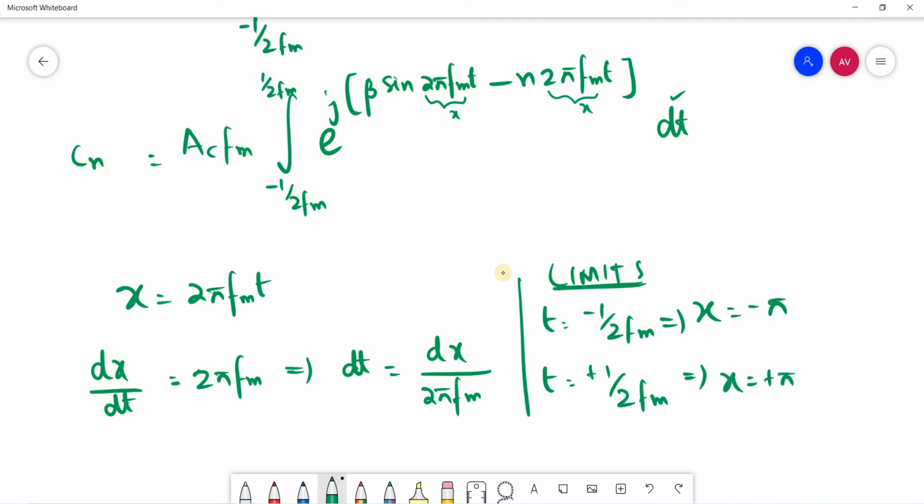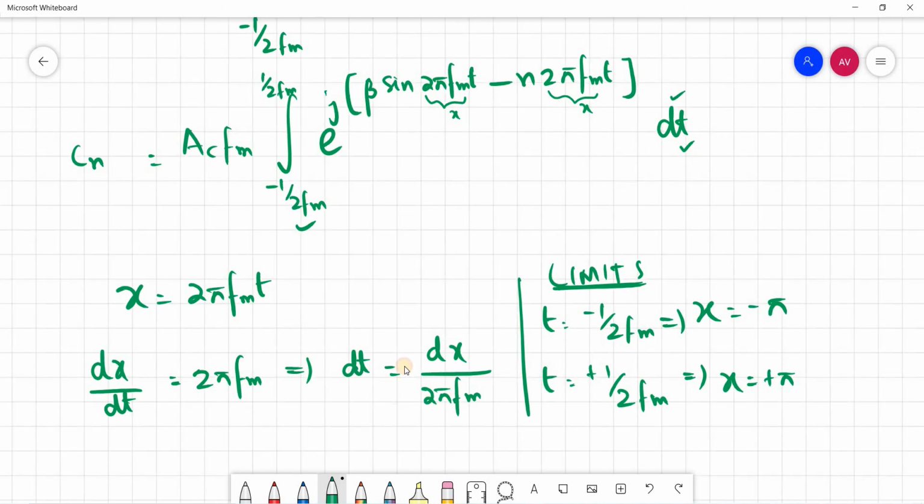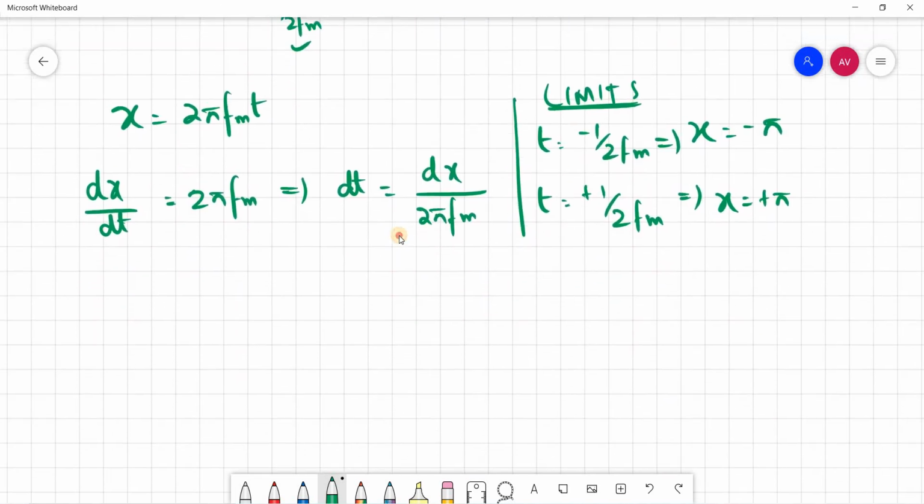So if you make these substitutions, we have to change the limits. Also, instead of dt, dx should come, and 2 pi fm t should be replaced with x. There is a reason why we are doing this: this integral will reduce to a standard form, which we'll see soon, a Bessel's function.